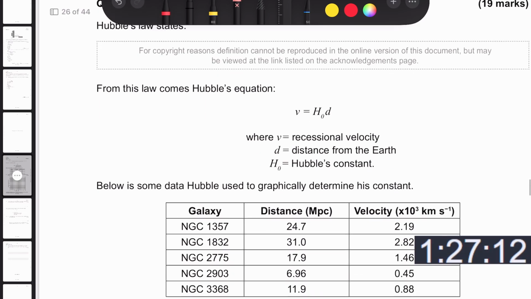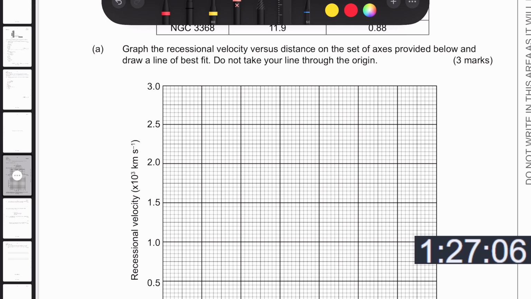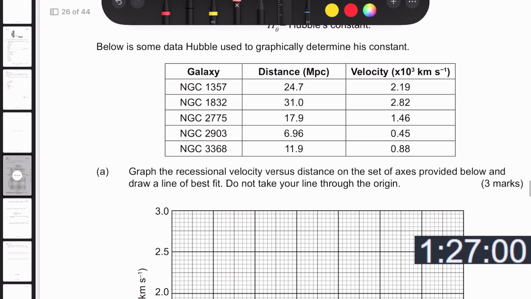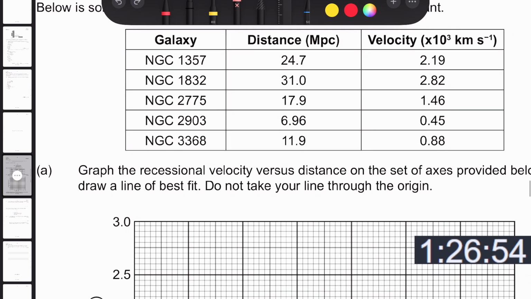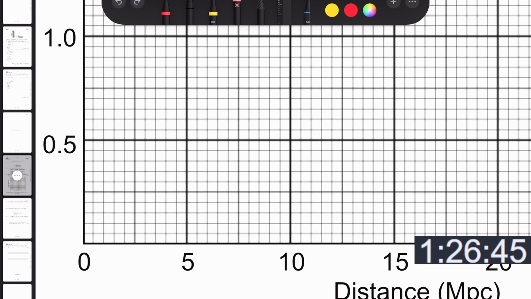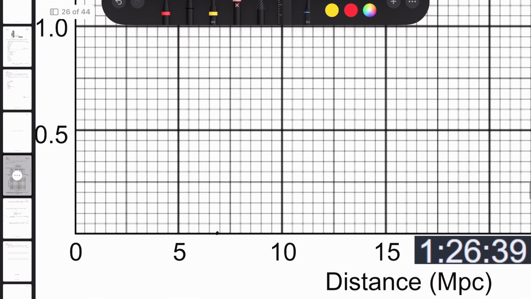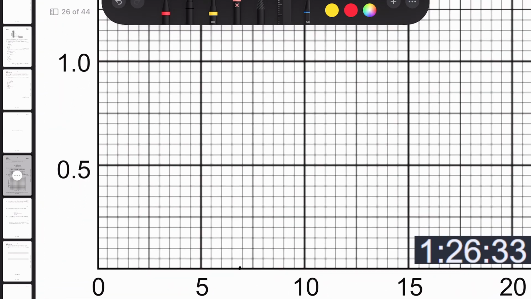So let's continue. Graph the rotational velocity versus distance on the set of axes provided below and draw a line of best fit. Do not take your line through the origin. Okay, this is really ugly. So 6.96 and 0.45. So each of these is 0.5, I assume. So then it was 6.9, so we'll pretty much just go to the 7 about there. And then you go 0.45, and each of these is 0.05. 0.45 is probably about there.